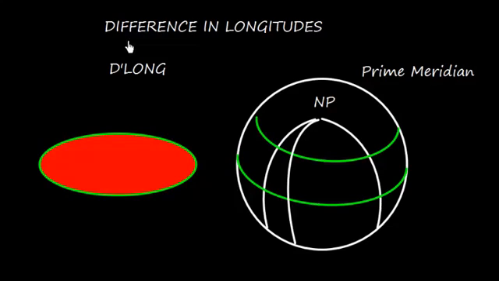Now let me define difference in longitude. Suppose this is place A and this is place B. What is going to be the difference in longitude? The difference in longitude is the shorter arc of the equator or angle at the pole contained between the two meridians. Here this is one meridian, and another meridian is this one. So the angle between them at the pole, or the arc at the equator, the same shorter arc, is called the difference in longitude.